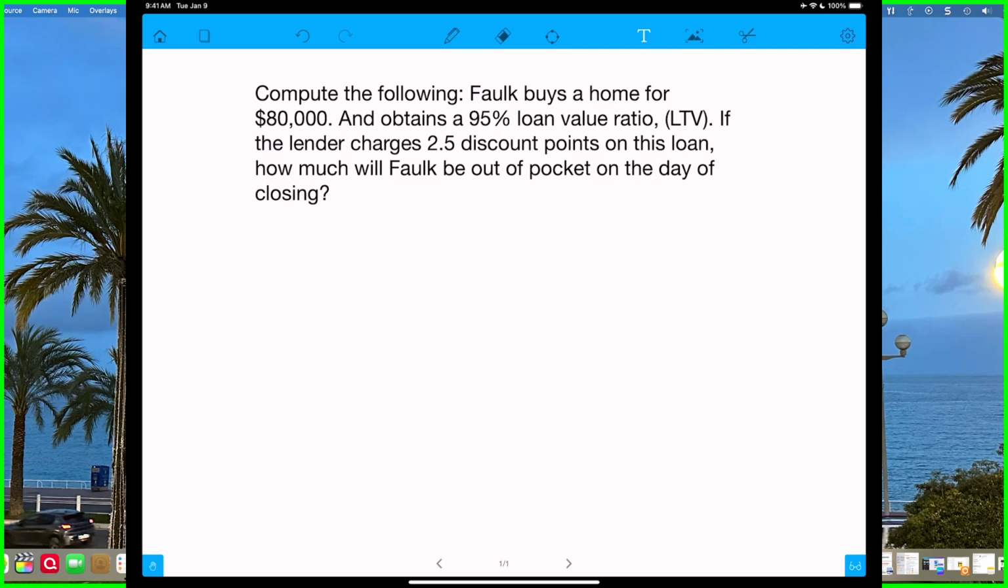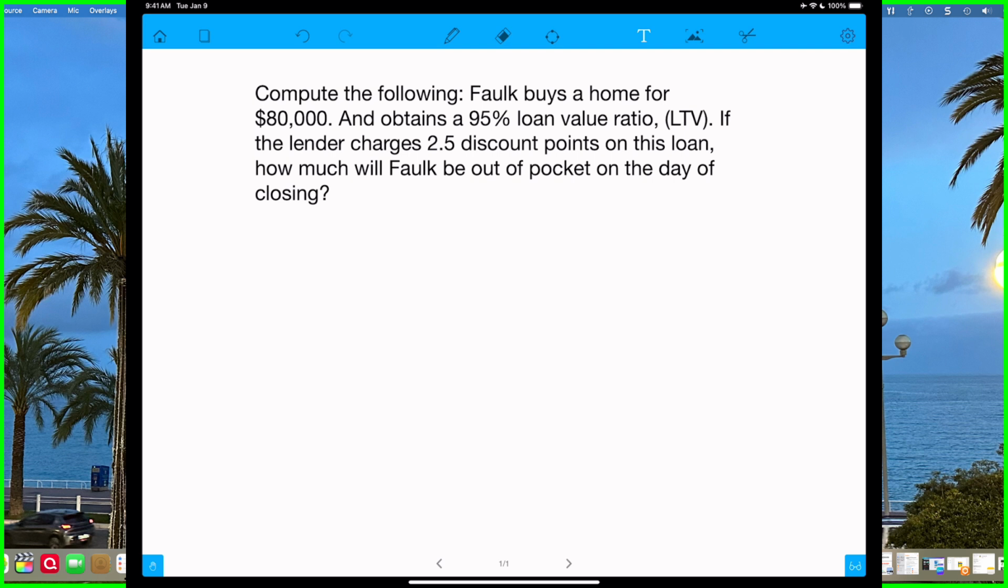Hey, John Mayfield with Global Real Estate School, I have a math problem for you, and you could very well see one of these math problems on your real estate exam. Well, I have the iPad fired up and we have the question in front of you. It's entitled A Discount Point Problem, which is wanting you to compute the following.